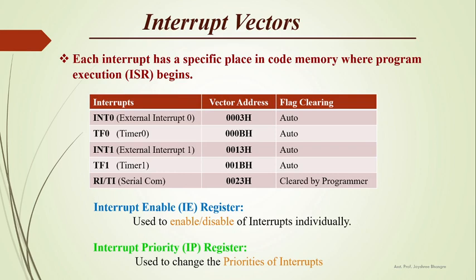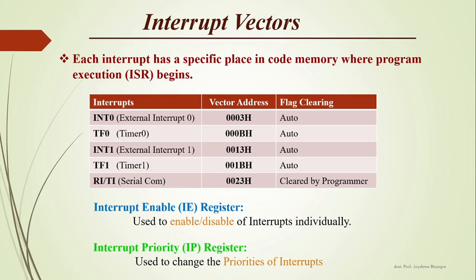Here the interrupt vector table is given, where each interrupt has a specific place in the code memory where program execution of the ISR begins. These are the vector addresses where the ISR of a particular interrupt is assigned. INT0 has the vector address 0003H. For timer 0 it is 000BH. For INT1, or external interrupt 1, it is 0013H. For timer 1 it is 001BH, and for serial communication, that is for both RI and TI, it is 0023H.